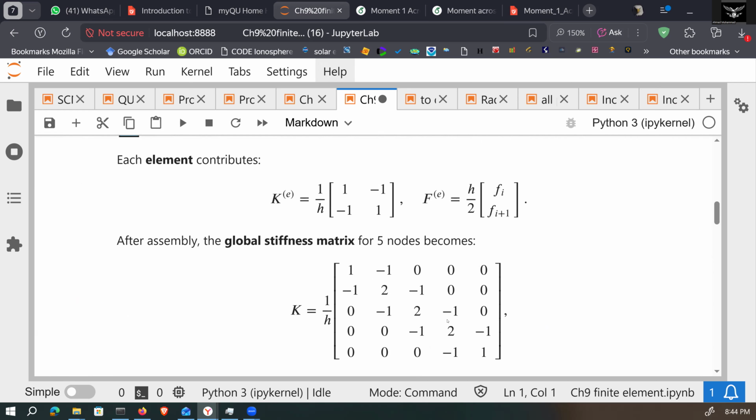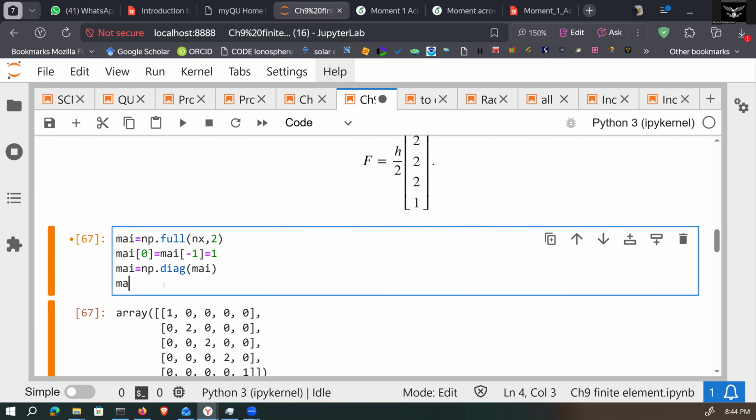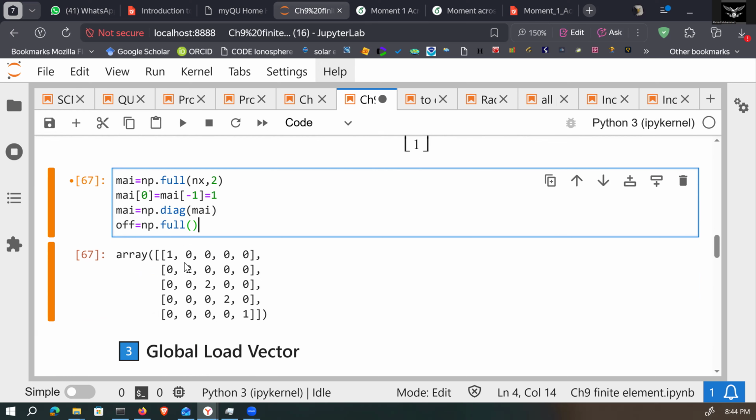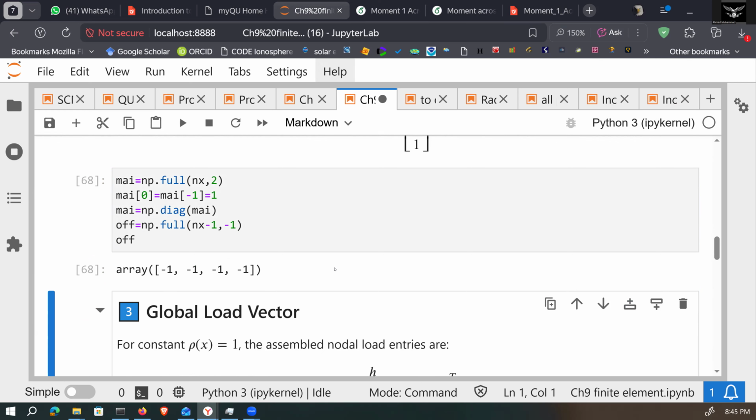I need to build the off-diagonal matrices. So let me call a vector off, equals np.full. In this case, the length of the off-diagonal can never be the same as the main one. So we are going to generate off with length nx minus 1. Let's fill it up with minus 1. Let's see what off looks like. Off will look like this.